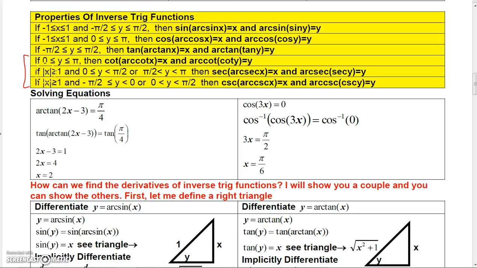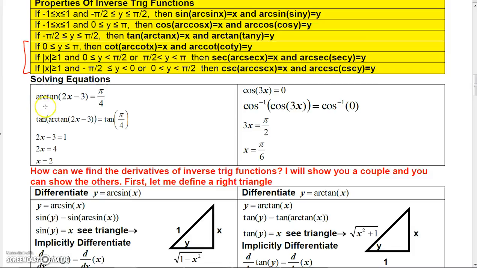So in other words, x has to be greater than or equal to 1 or less than or equal to negative 1. And then y has to be from 0 to pi over 2, including 0, or pi over 2 to pi. And then in that case, secant of arc secant x is x, and arc secant of secant y is y. And you get a similar definition here for cosecant. Cosecant of arc cosecant of x is x, and arc cosecant of cosecant of y is y.